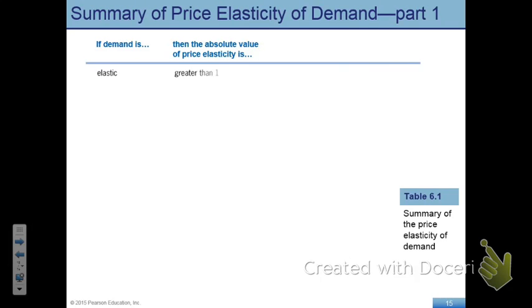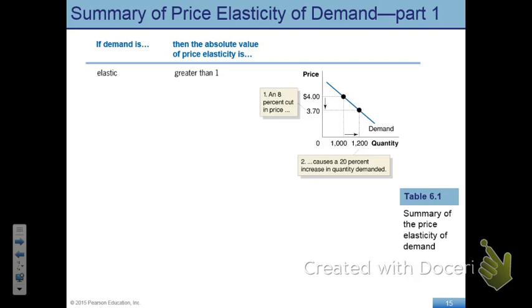We can summarize basically the various shapes of the demand curve by the use of this very useful table. So let's go over each of them. For example, when your elasticity is greater than 1, we call it an elastic demand curve, and you can see clearly that an 8% decline in price causes more than an 8% increase in quantity demanded. So when the increase in quantity demanded is greater than the change in price, your elasticity of demand is going to be greater than 1.